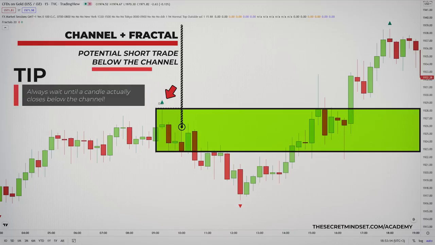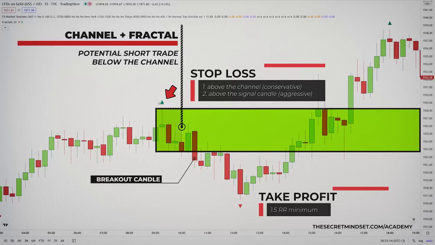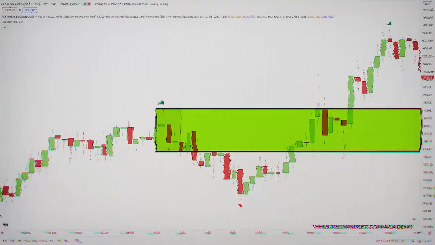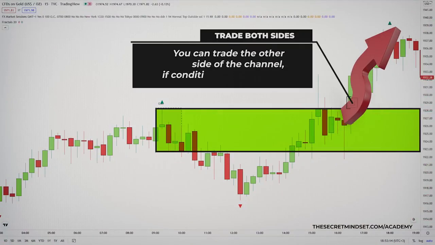Always wait until a candle actually closes below the channel. This is the signal candle, which confirms the breakout. Stop loss is positioned on the opposite side of the opening channel. Profit target depends a lot on the market you are trading. Aim for at least 1.5 risk to reward, ideally 2 to 1. You can even trade the other side of the channel if conditions are favorable.